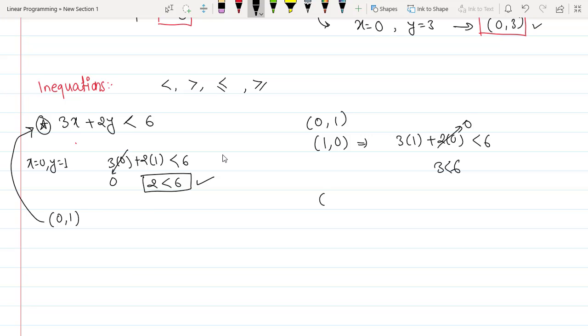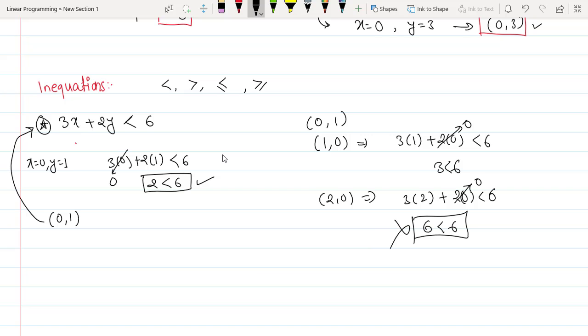Can I have (2, 0) as a solution? Let's verify. So 3 into 2 plus 2 into 0 less than 6. So ये तो हो गया मेरा 0. So 6 is less than 6. Is this a solution, or is this condition getting satisfied? Of course not. 6 is not less than 6. 6 is what? It is equal to 6.